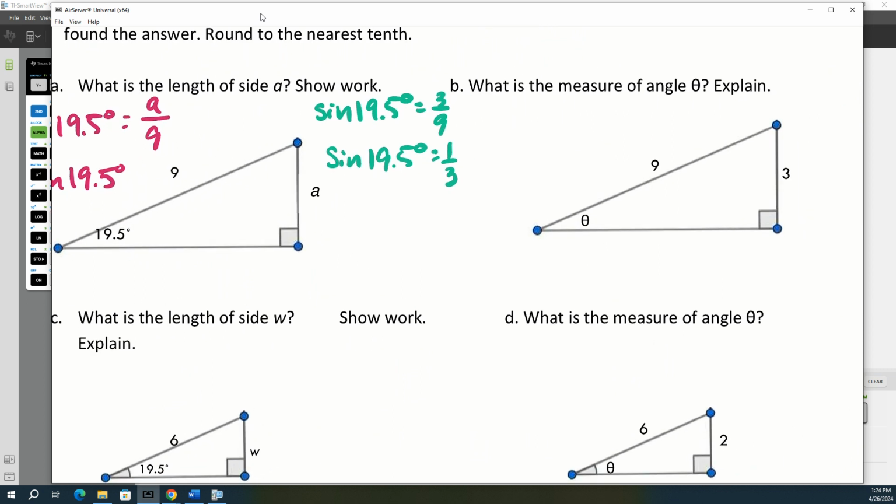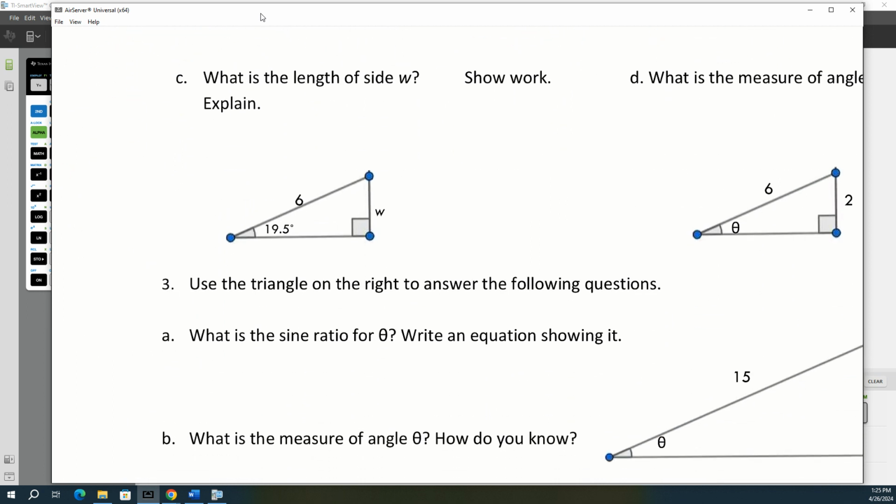All right, so when we look at letter B, this time we want to figure out this angle. So we want to know the sine of what angle is going to give you 3/9. So what do y'all think? The sine of what angle is 3/9? 19.5. Because we just said it. We just said that. All right, and then anytime that ratio reduces, it's the sine, and it reduces to 1/3, it's still going to be 19.5 for the angle.